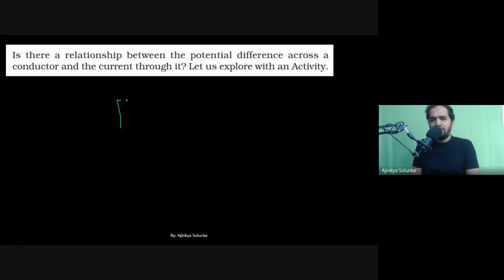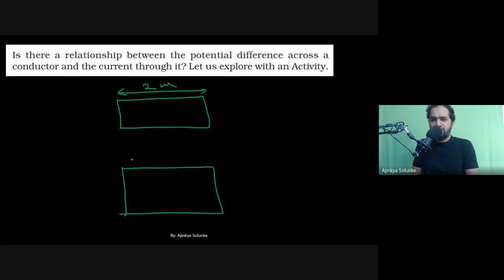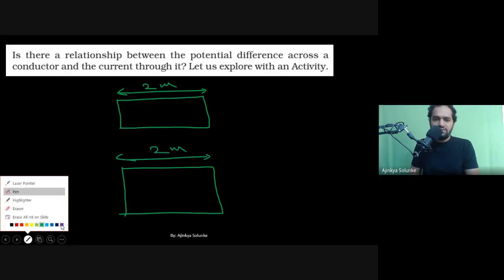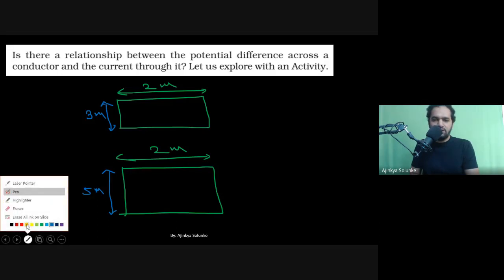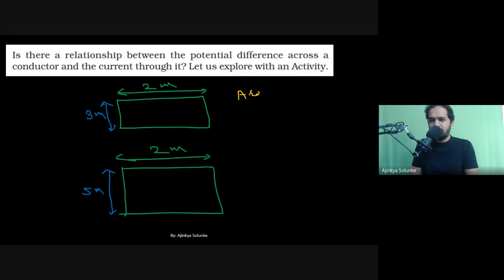What I'm doing is I'm taking a 2 meter wire. I am taking another wire which is again 2 meters itself. Now the area for the first case is, suppose, this much. The breadth is around, let's say, 3 meters. The breadth in this case is, for example, 5 meters. Can you apply the rectangle area formula and give me the answer? What would be the area for this? Length into breadth, and the area for the second case, that is length into breadth.